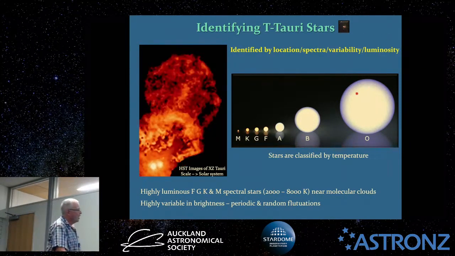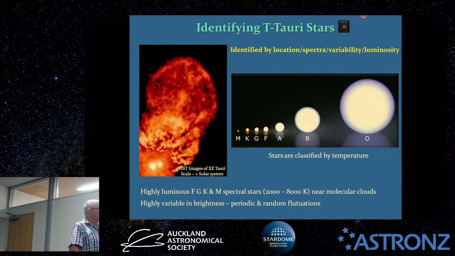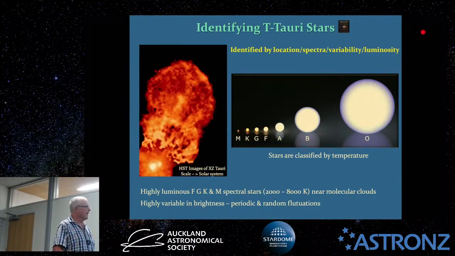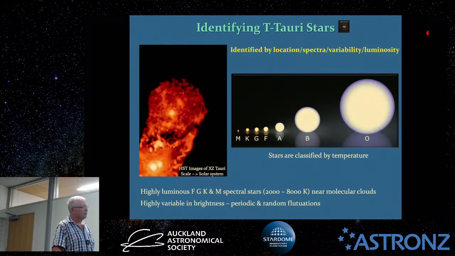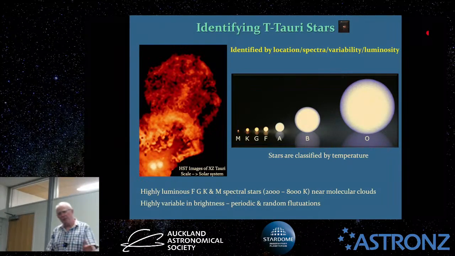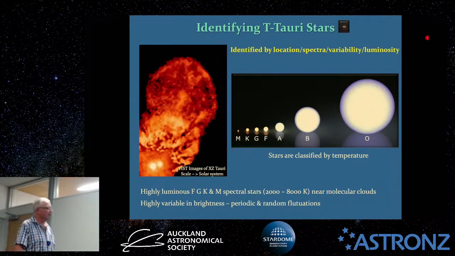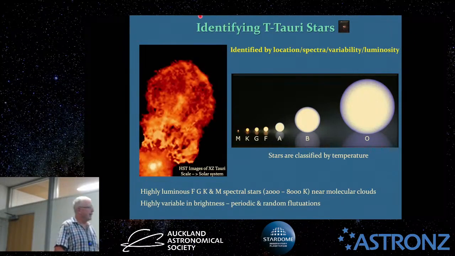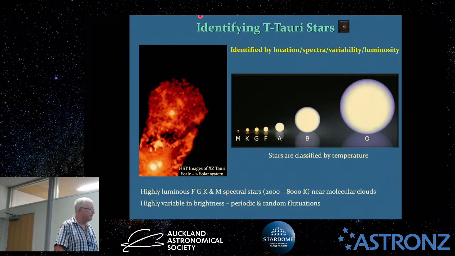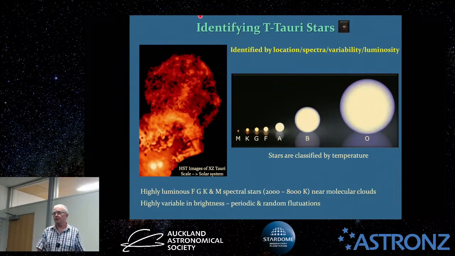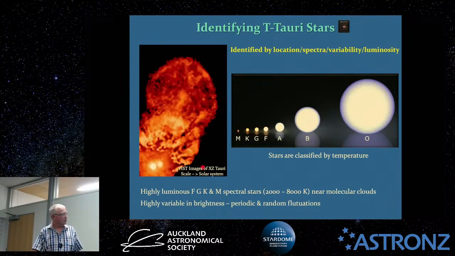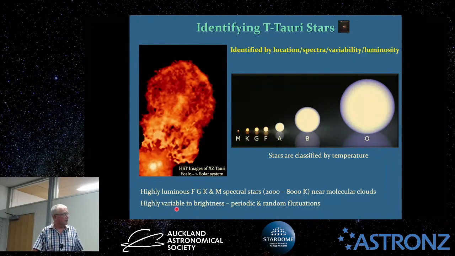So they have to be highly luminous, spectral classes F, G, K, and M, which means the surface temperature is somewhere between 2,000 and 8,000 degrees. And they have to be near some molecular clouds. And typically they have to be highly variable in brightness, the luminosity. And that's, as my little GIF image there illustrates, typical of T Tauri stars, and that is actually one of their criteria.